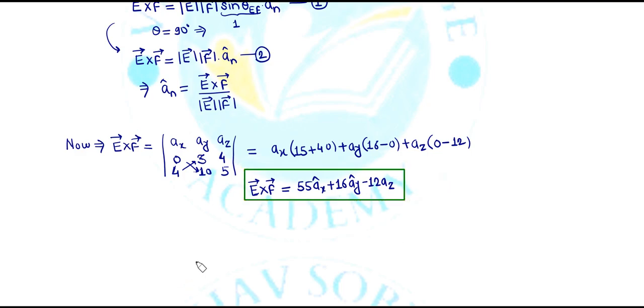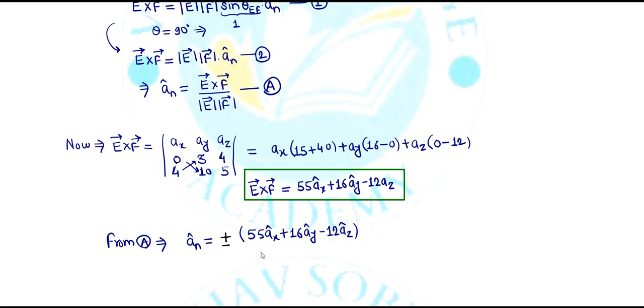Then next, let's call this equation A. From A, the normal vector n is equal to plus and minus, since it can be in any direction, E cross F, which is 55 AX plus 16 AY minus 12 AZ, divided by the magnitude of your vector E.